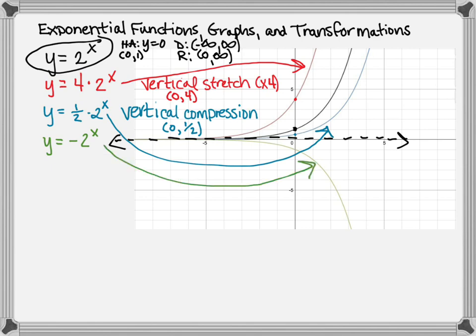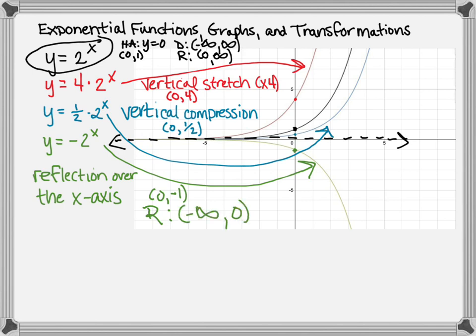Finally, we have y equals negative 2 to the x here in green, and this is a reflection over the x-axis. So our horizontal asymptote does not change, but our y-intercept is reflected over the x-axis and is now 0, negative 1. Our domain does not change, it's still all real numbers, but now our range is from negative infinity up to 0, not including the 0.